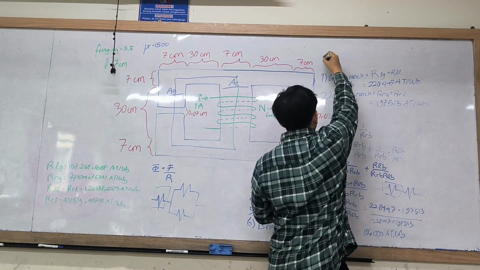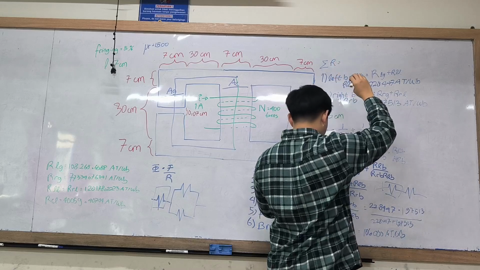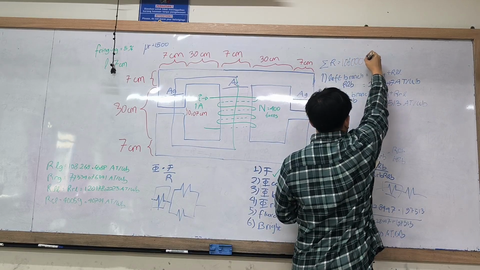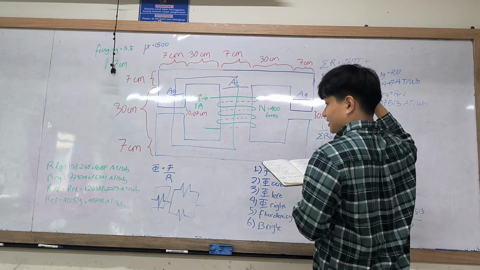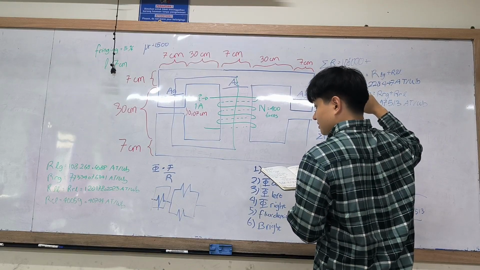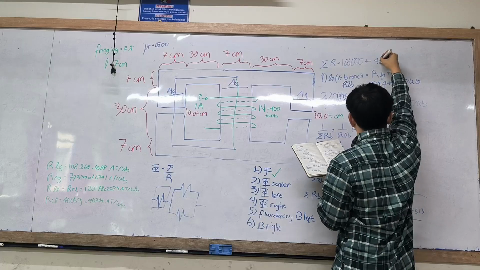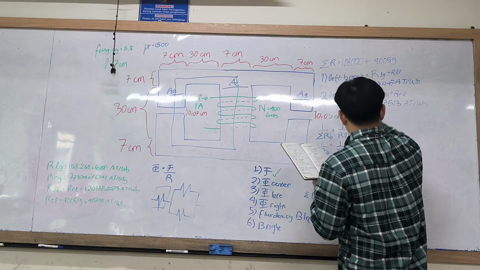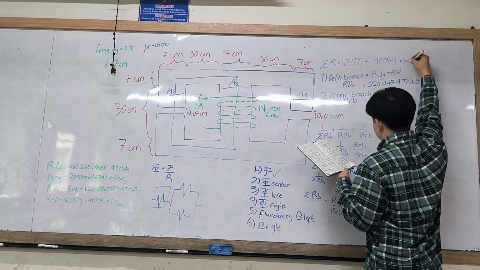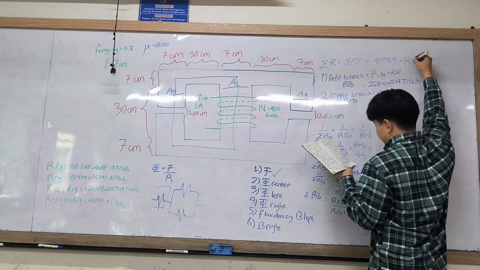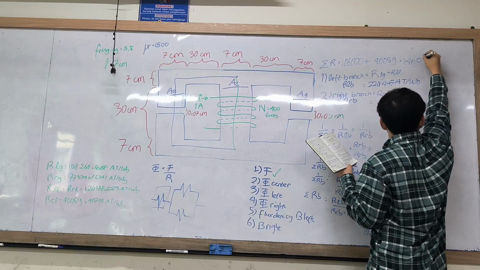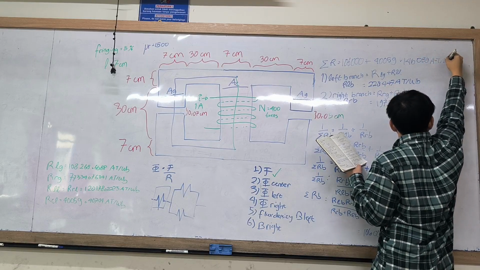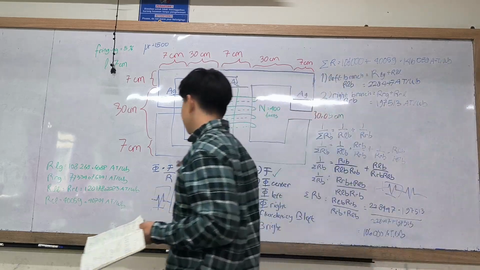So the total R will just be equal to the addition of both reluctances. The result will be 46,059 ampere turns per Weber. So this is the total reluctance.